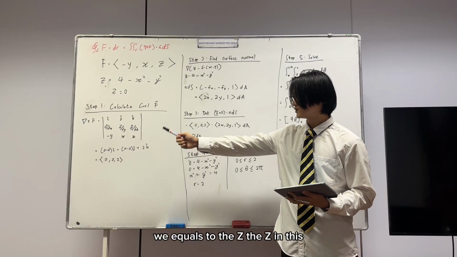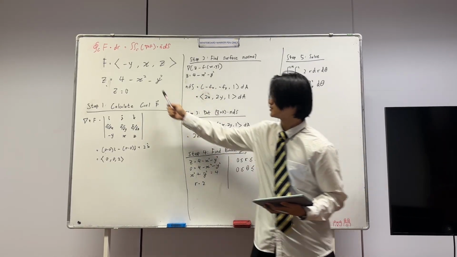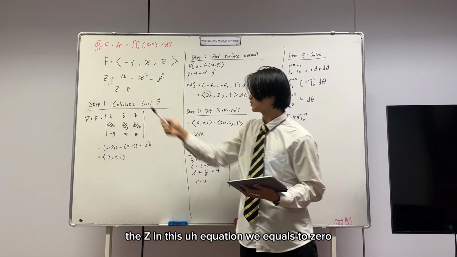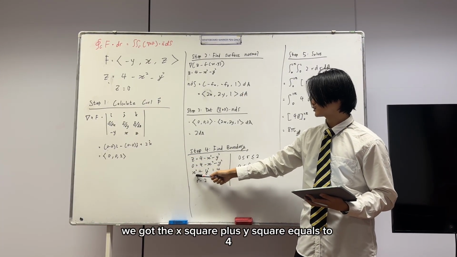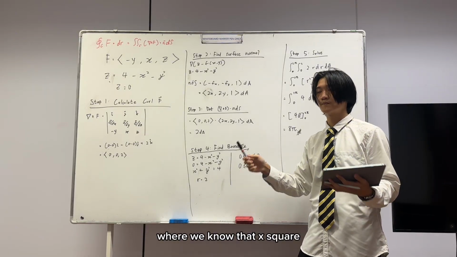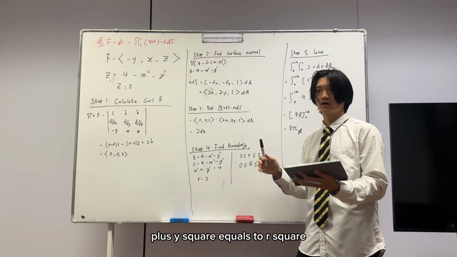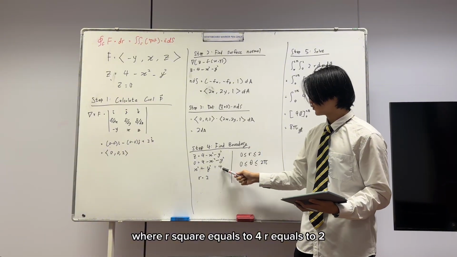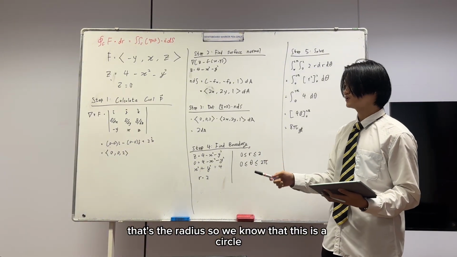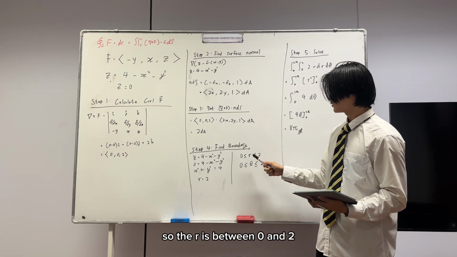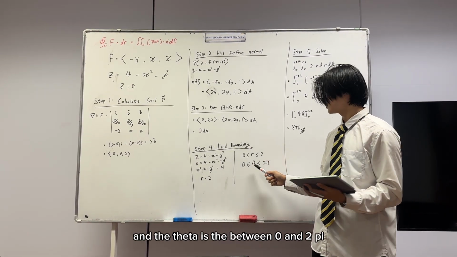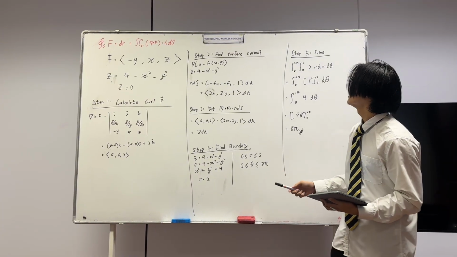Step 4, find the boundary. We set z in this equation equal to 0. We get x squared plus y squared equals 4, where we know that x squared plus y squared equals r squared, where r squared equals 4, r equals 2. That's the radius. So we know that this is a circle, so r is between 0 and 2, and theta is between 0 and 2 pi.